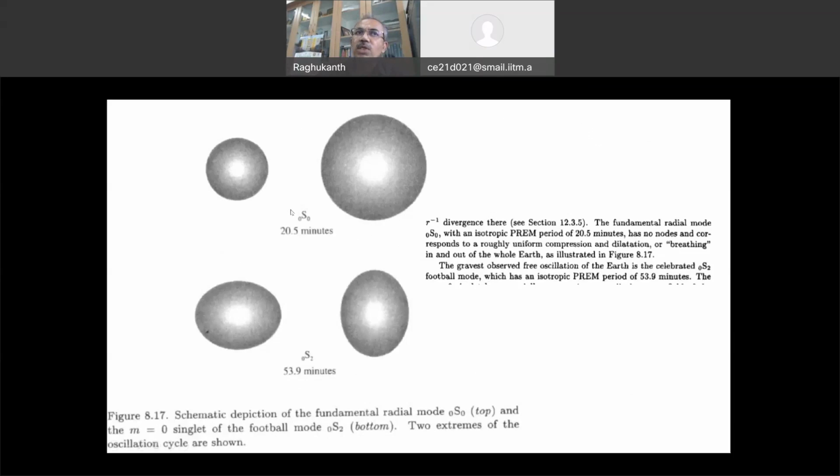So this is the first mode, 0S0. Its periodicity is 20.5 minutes actually. That means the whole Earth is in a breathing mode, a whole volume expansion or volume compression kind of thing. Then we have the 0S2 mode, which is what they call the football mode also. Its periodicity is 53.9 minutes. So the fundamental radial mode is 20.5 minutes and it has no nodes at all. Everything is whole expansion, whole compression. But here you have the nodes. So this is the difference between these two.